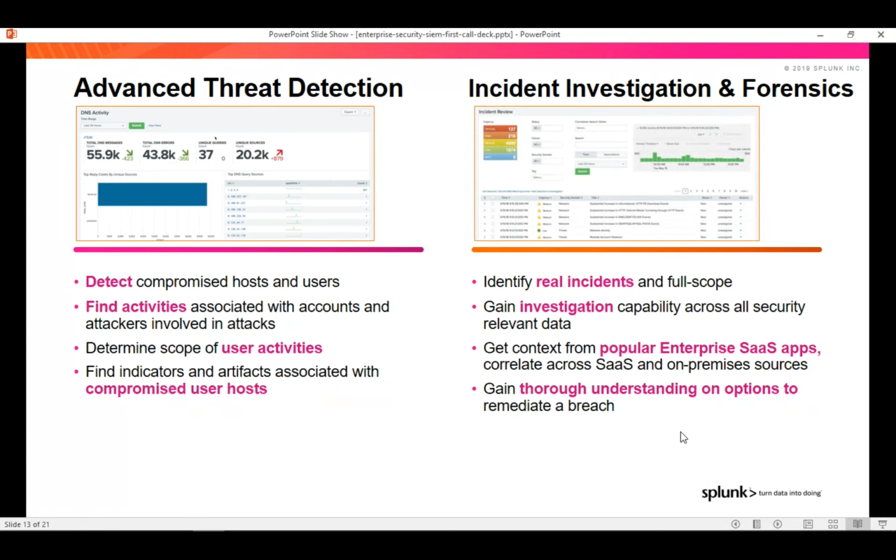Incident review is a dashboard that can help you categorize or sort different events into incidents. So for incident investigation and forensics, as you can see, it uses the incident review dashboard, and it will give you a real-time dashboard that categorizes all the incidents into informational, low, medium, high, and critical types of incidents. Also, when you click on any incident, it gives you more context about it.